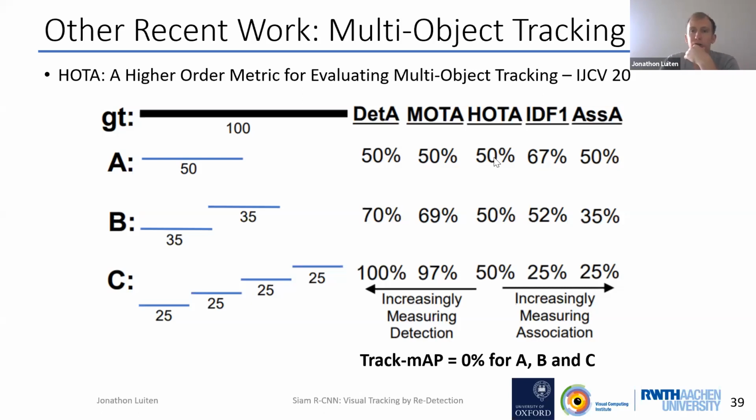So if you're working on multi-object tracking, or you're interested in it, definitely check that out. There's another metric called track MAP, which I don't like at all, which would score just 0% for all of the cases here. But that was just a brief little tidbit into other things I'm working on.